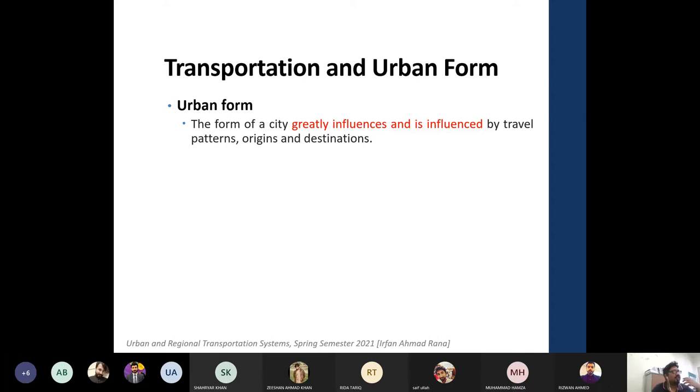Wherever you are traveling, you are creating a potential for development. When you are creating a potential for development, you can call it a commercial development potential. So different commercial shops and commercial activities will start happening along those particular routes. The form of the city is greatly influenced by the way people travel and the distance between the origin and destination. And that form can be of different types.